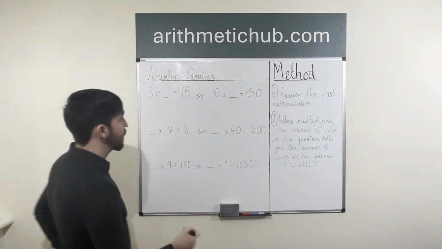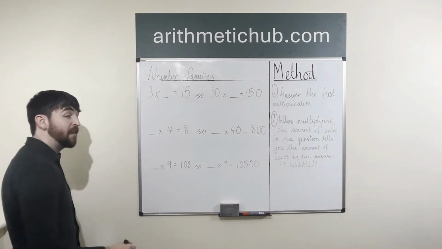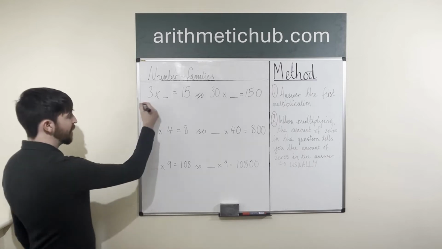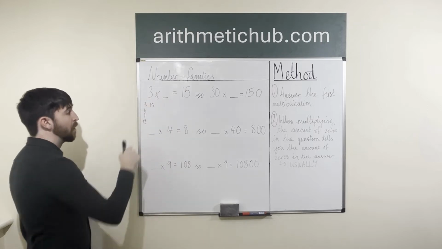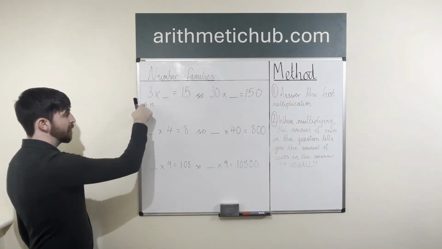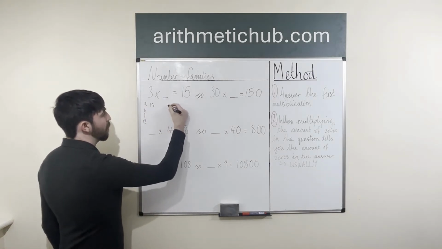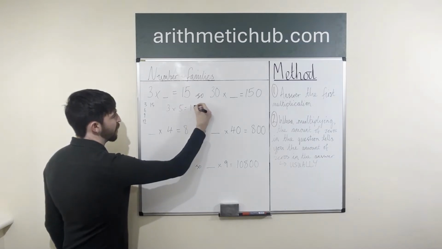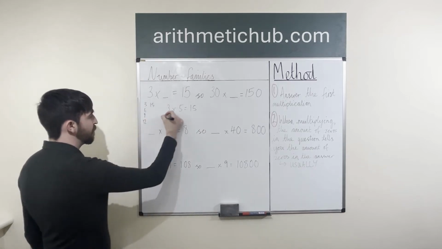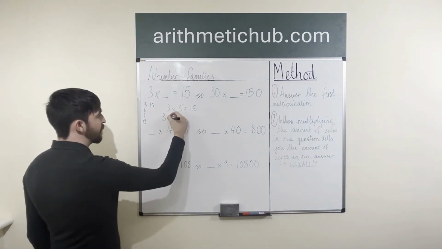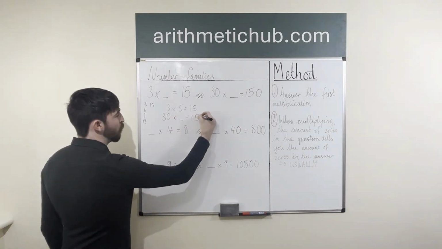So, first thing we need to do, answer the first multiplication. 3 times something is going to give me 15. If I really needed to, I could write down the 3 times tables to help me out. 3, 6, 9, 12, 15. So 3 times what is going to give me 15? 1, 2, 3, 4, 5 lots of 3 is going to give me 15. So I know that 3 times 5 equals 15. So 30 times something is going to give me 150.